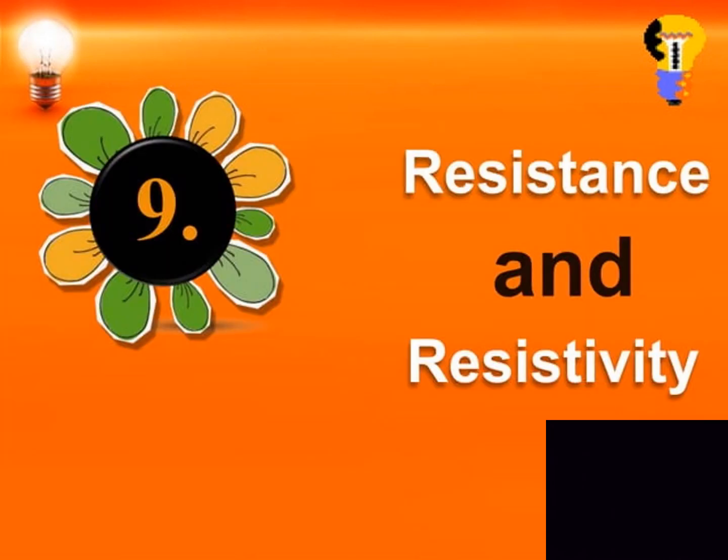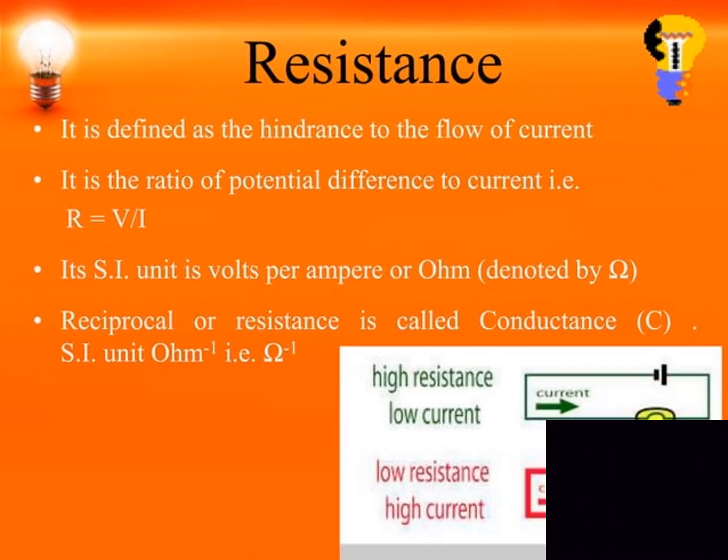Resistance and resistivity. What is resistance and resistivity? Just now we have seen V equals IR and R equals V by I. That is what is being given. So it is the ratio of potential difference to the current, which we call resistance. It is defined as the hindrance to the flow of current.